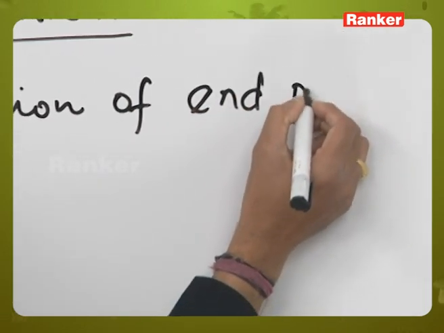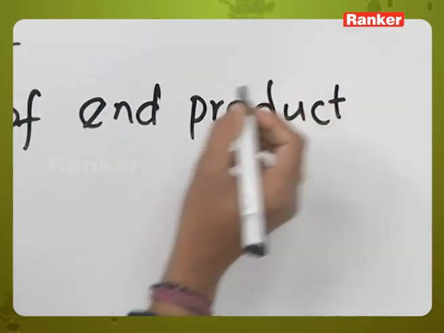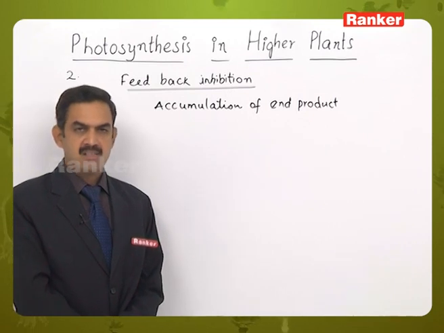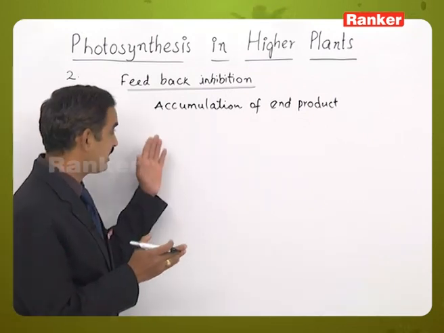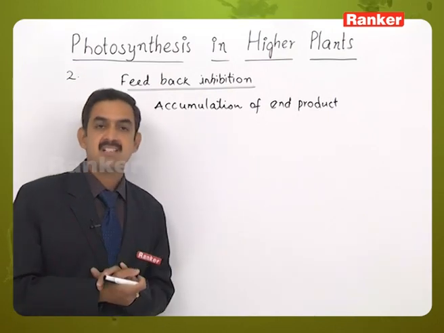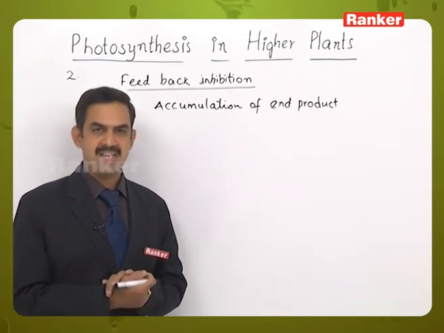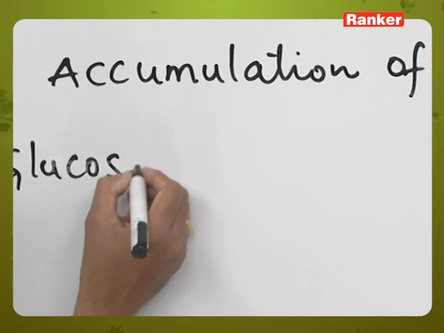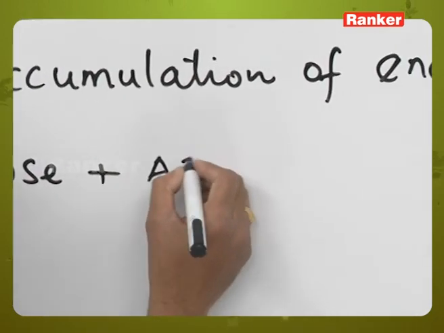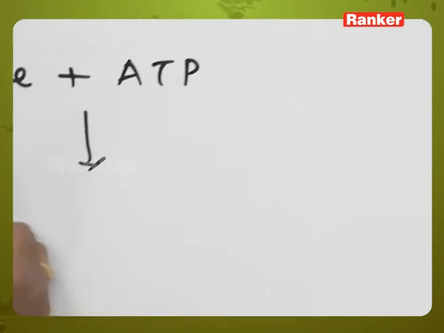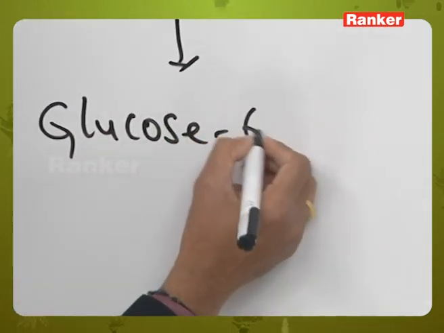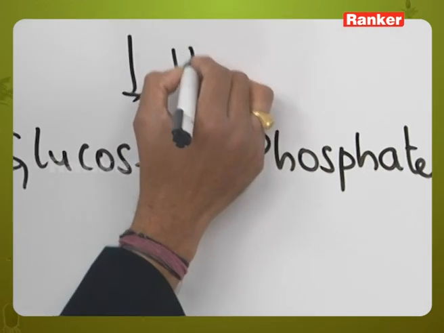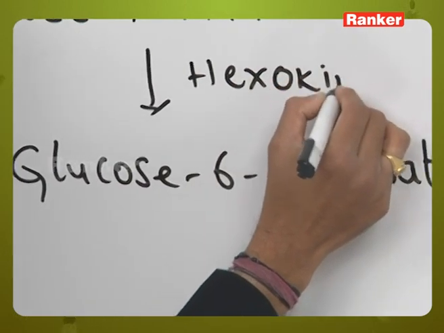So here, how does this accumulation of end product show its effect on the process? Whatever end product is formed as a result of a chemical reaction, that end product will show its effect on the enzyme which is participating in the first reaction. As we know, in the process, glucose plus ATP gives rise to glucose 6-phosphate. Here the enzyme taking part is the hexokinase enzyme.